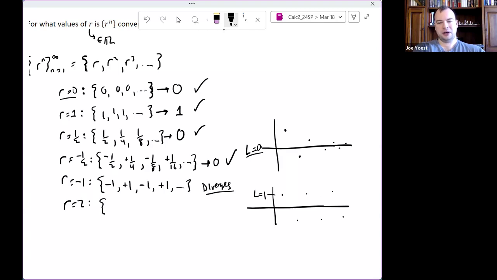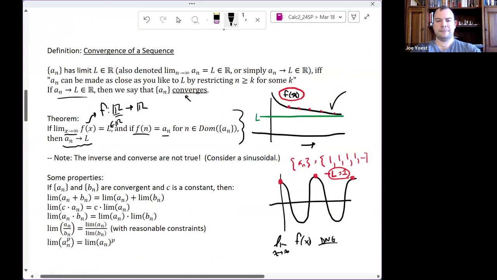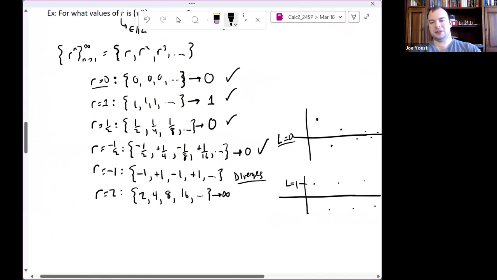What about something like r equals 2: 2, 4, 8, 16? This goes to infinity. Remember, we say that sequence a_n converges if a_n goes to a limit that's a real number. Going to infinity, we diverge.